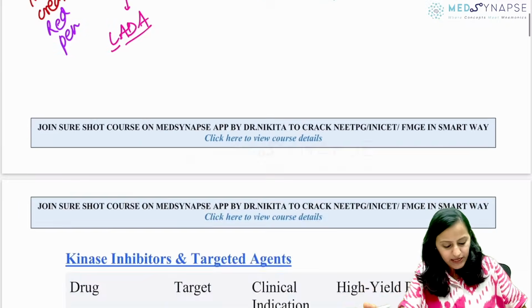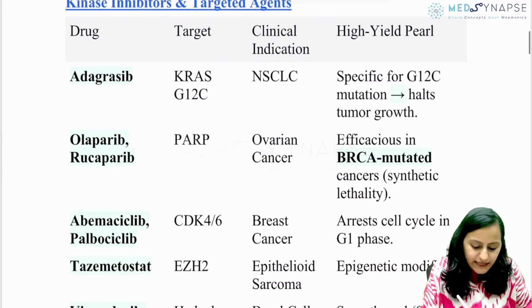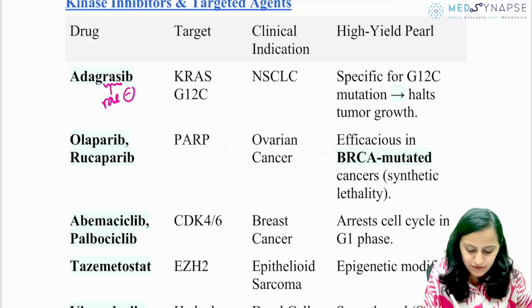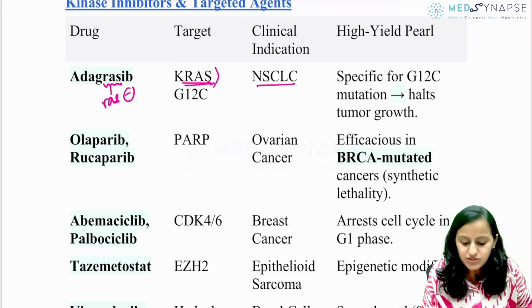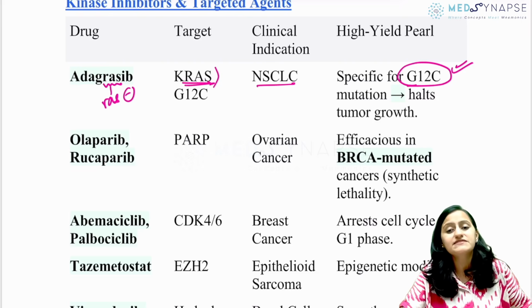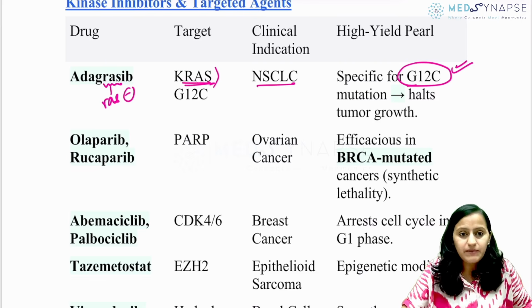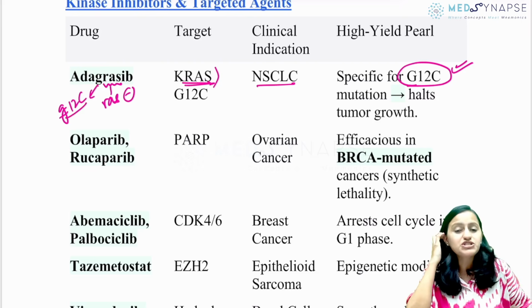Okay. Going to next one, kinase inhibitors and targeted agents. So adagrasib. So like you see here, this is RAS. It is RAS inhibiting drug. The target is KRAS. Okay. So it is used in non-small cell lung cancer specifically, which is with this G12C mutation. It halts the tumor growth there. Okay. So remember adagrasib, the G for G12C mutation wala.